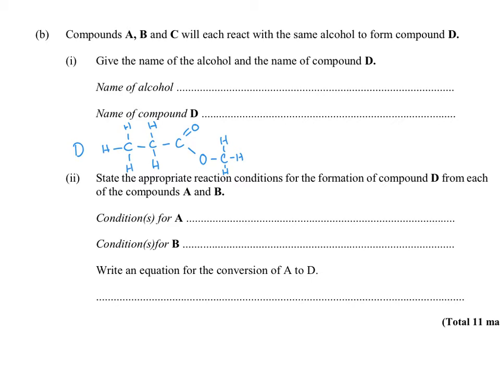Compounds A, B and C will each react with the same alcohol to form compound D. Give the name of the alcohol and the name of compound D. So when A, B and C have reacted, they've all started off as propenyl chloride, or propanoic acid. They've all started off with this bit of the chain. So this is the bit that's been added. So this is the bit that's come from the alcohol.